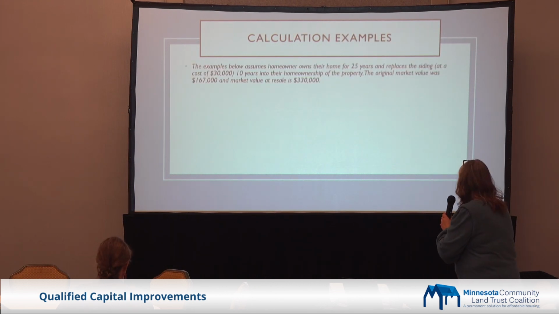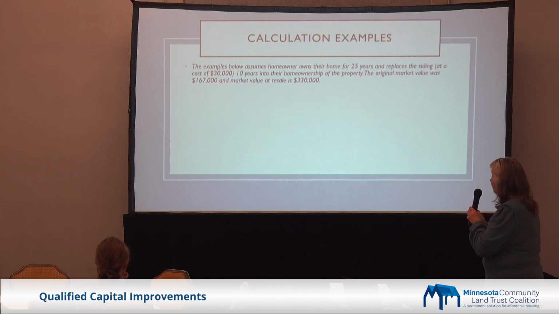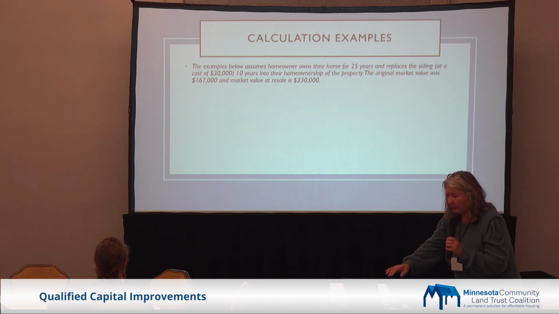Okay, so we're going to start with an example. We'll look at two different strategies. We're going to assume that the homeowner has owned their home for 25 years and replaces the siding at a cost of $30,000. And 10 years into their home ownership, the original market value was $167, and the current market value is $330. So that's our premise that we're working off of.